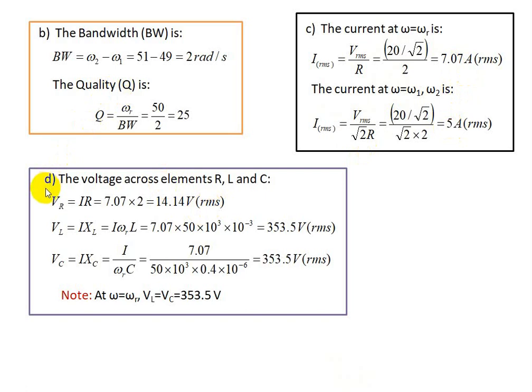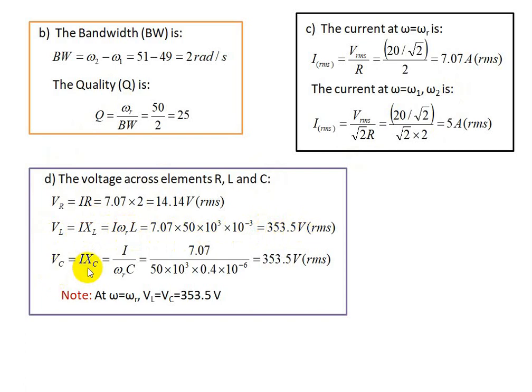Coming to the voltage across the elements R, L and C. So VR is I into R, the current at resonance multiplied by the resistance. So this gives us 14.14 volts. Voltage across inductance is I into XL, that is I into omega r into L. Substitute all the values, we get the voltage as 353.3 volts, and this is the RMS value.